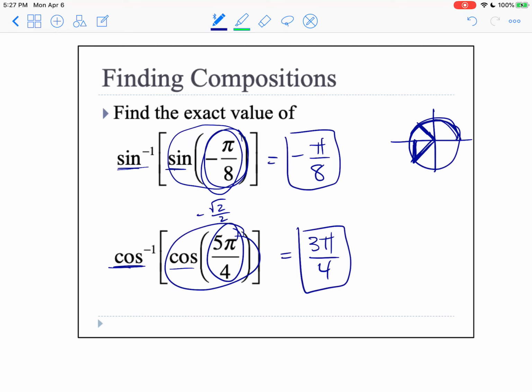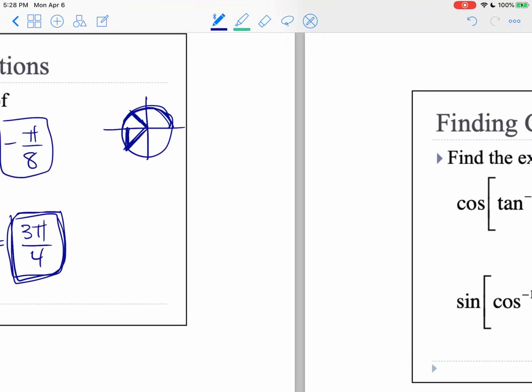So 5 pi over 4 seems like the obvious answer, but it's not something that this function would produce. Instead, what it produces is the equivalent angle that's between 0 and pi. And so we have to find that equivalent angle. I hope that made sense. Okay, let's do some other examples.